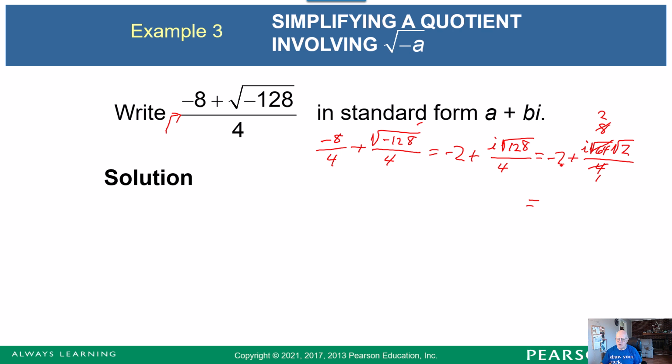So our answer is, remember, we didn't divide in the -2. We did that at the very beginning here. So we've got -2 plus 2i, because we've got this up here, square root of 2. Let me rewrite that for you. -2 plus 2i square root of 2. There we go.